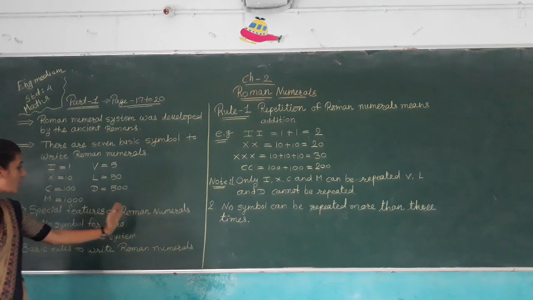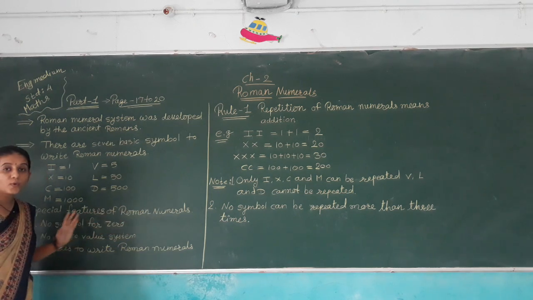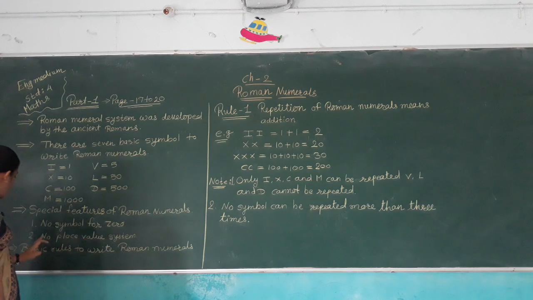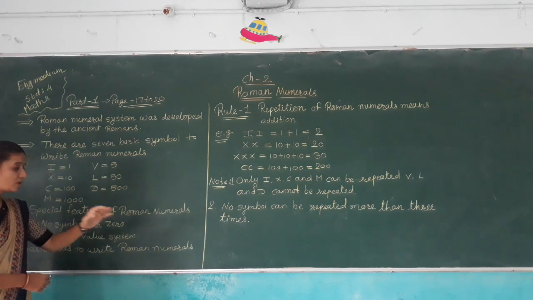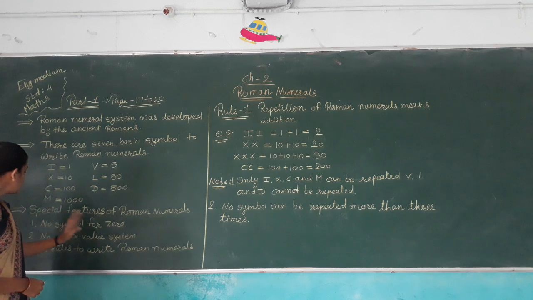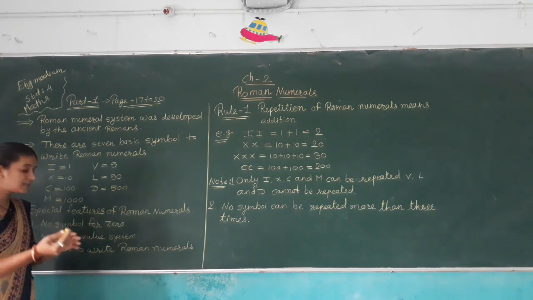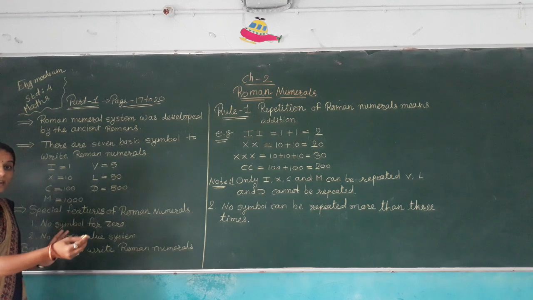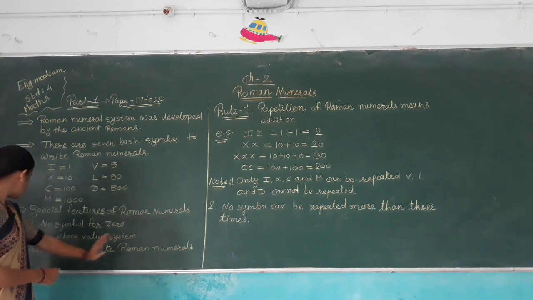Special features of Roman numerals. No symbol for 0. No place value system. In our Indian system there is 0, but in the Roman system there is no symbol for 0. The Indian system and international system have place values, but Roman numbers have no place value system.